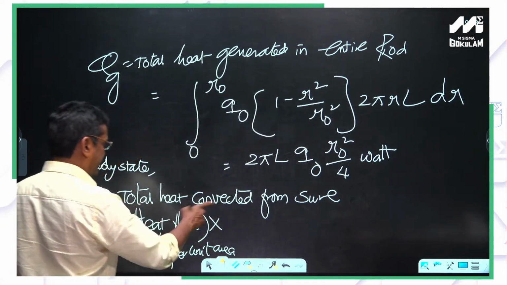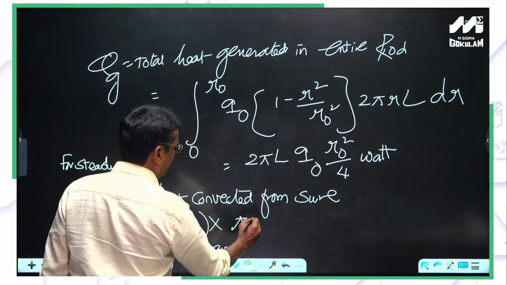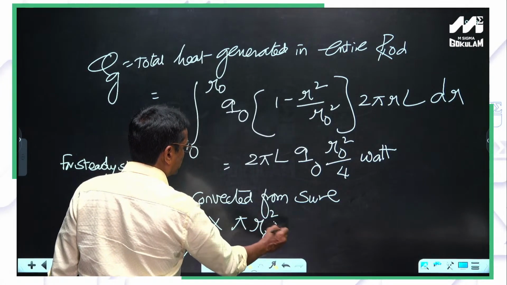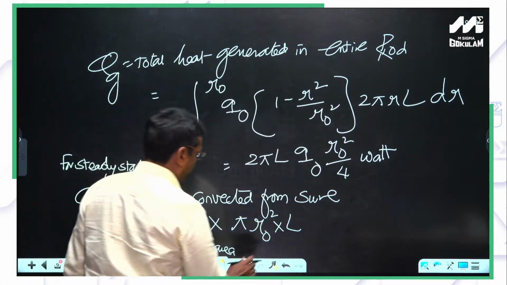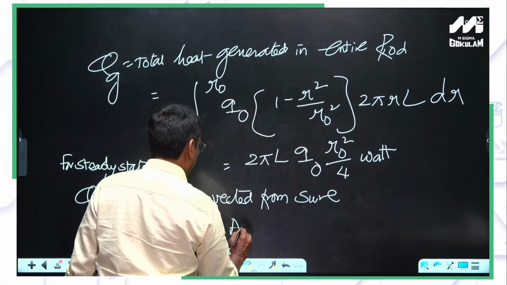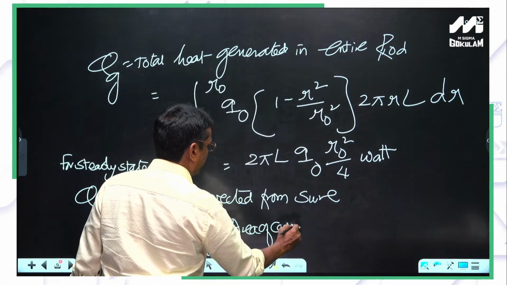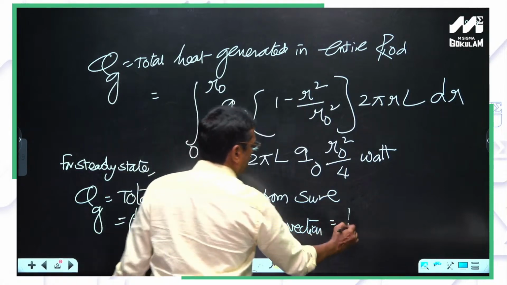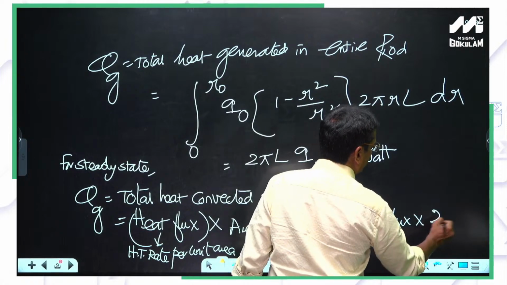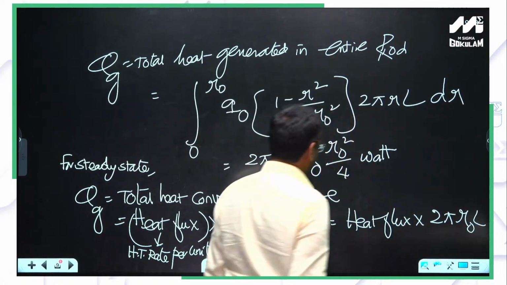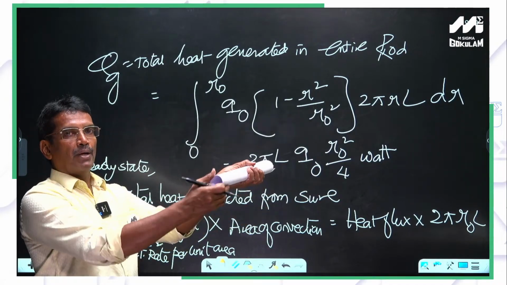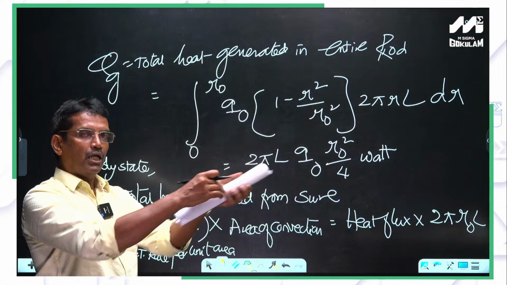Into total heat convected, what is the area there? Pi r naught square into length. Sorry, this is not it, this is the volume. Heat flux into area of convection. What is the area of convection? 2 pi r naught into length. For a cylindrical body like this, what is the total area of convection? 2 pi r naught, that is the perimeter, into length.